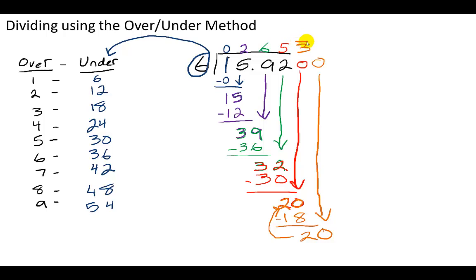It's going to repeat. So I'm just going to put the repeater bar above our 3, showing that it really keeps going on forever. As the final step, we need to remember to take our decimal and move it straight up. And that way we have our answer. 6 goes into 15.92 2.653 repeating amounts of times.